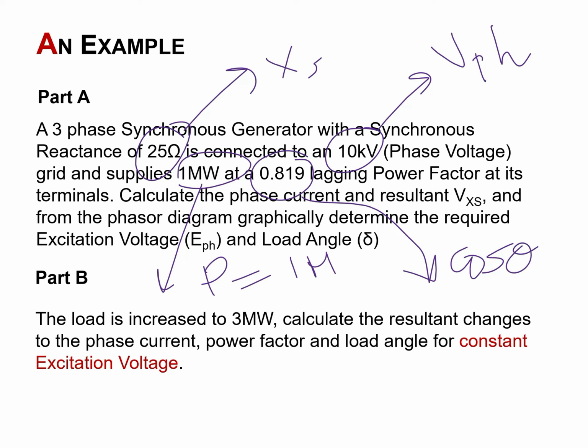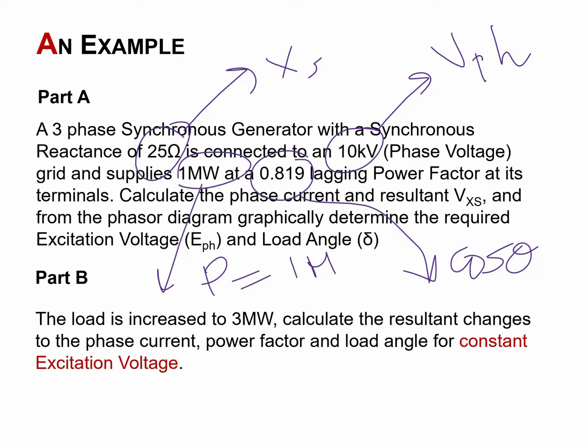Okay, what we need to calculate? So calculate the phase current and the resultant voltage across XS, and from the phasor diagram graphically determine the required excitation voltage and the load angle. Now in part B, it says that if the load is increased to 3 megawatts, calculate the resultant changes to the phase current, the power factor, and the load angle for a constant excitation voltage. So let us start by calculating the parameters required in part A.